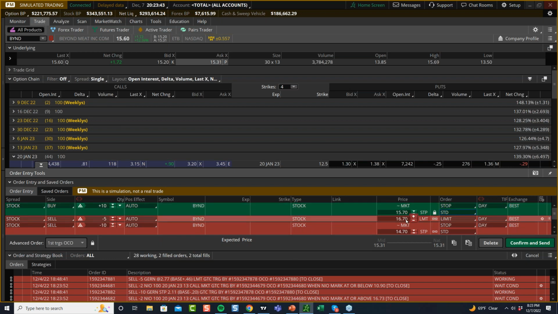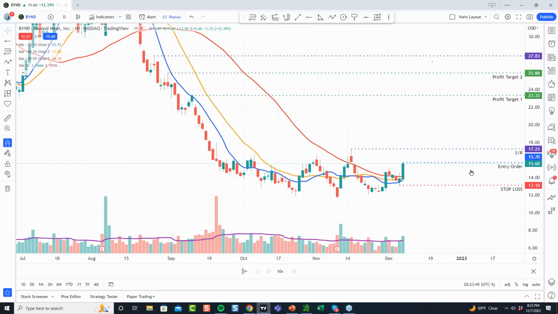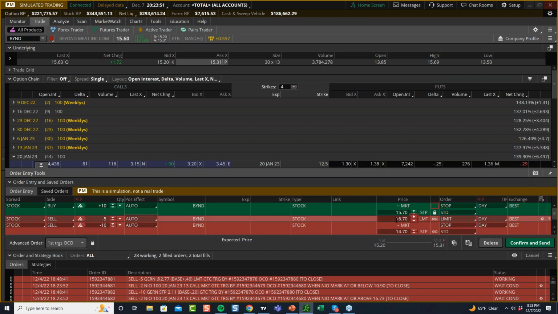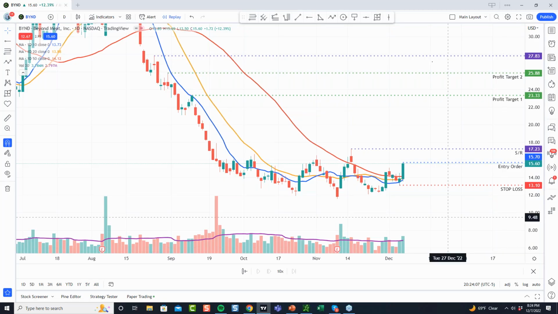Okay, the second thing I do is I set up my profit target. I'm going to go to the charts. $23.33 is my first target. Then I just simply type in my first target, and this is going to tell my broker to sell 5 of my shares at $23.33. And then I'm going to put my stop loss so I can minimize my risk. That's going to be $13.10.